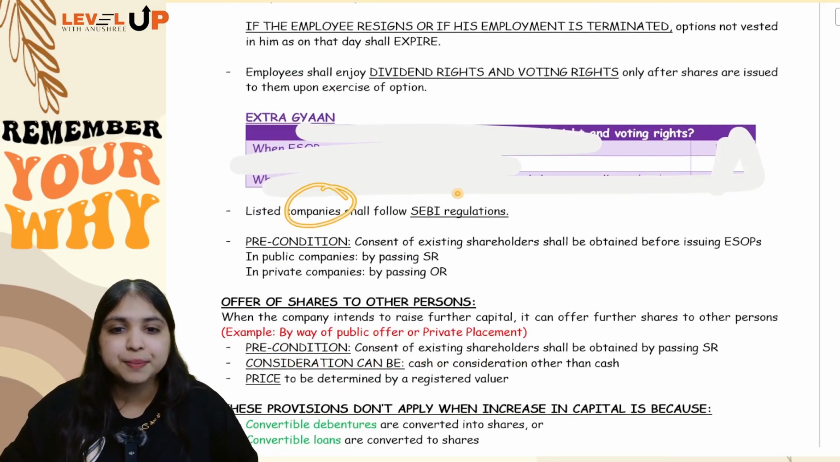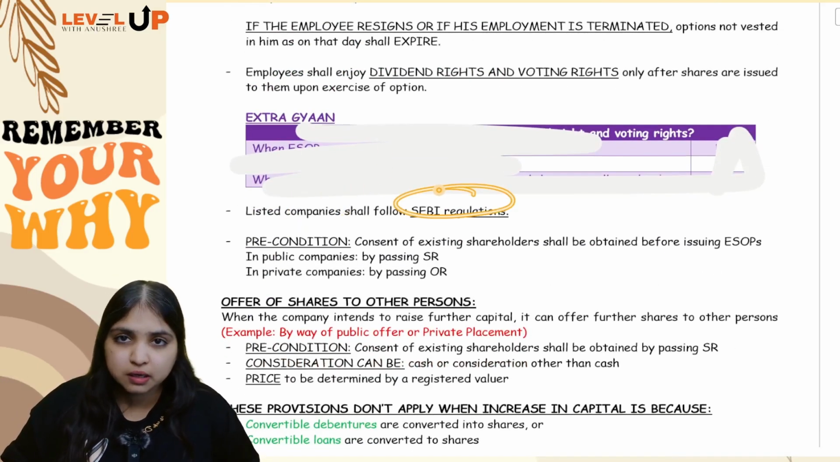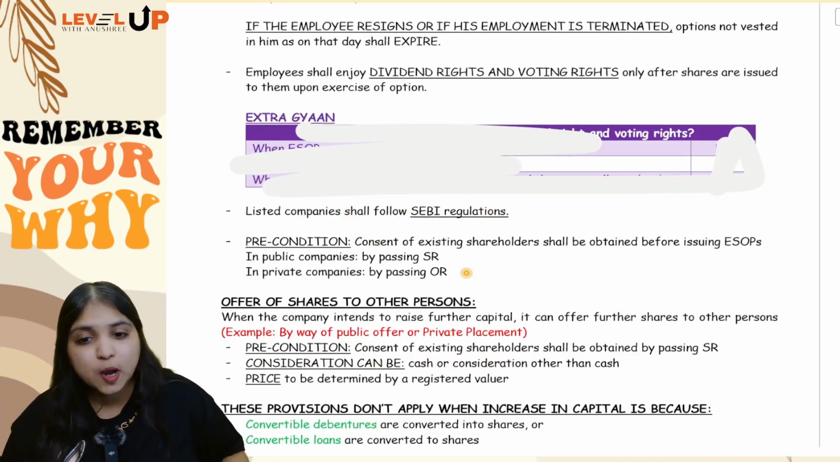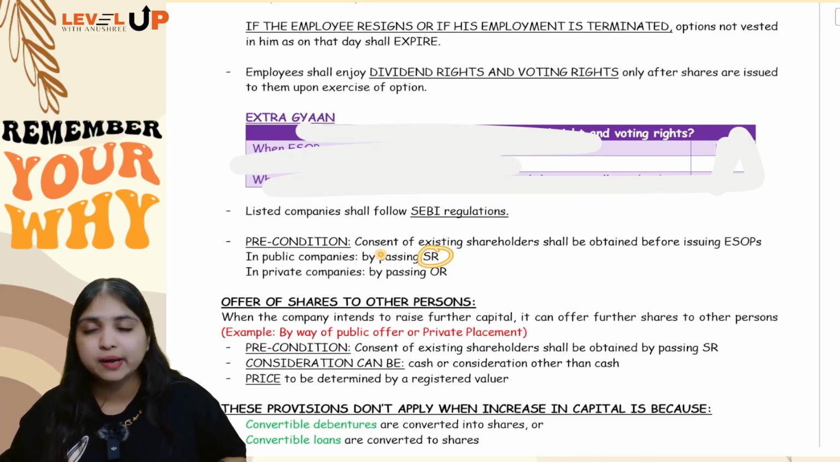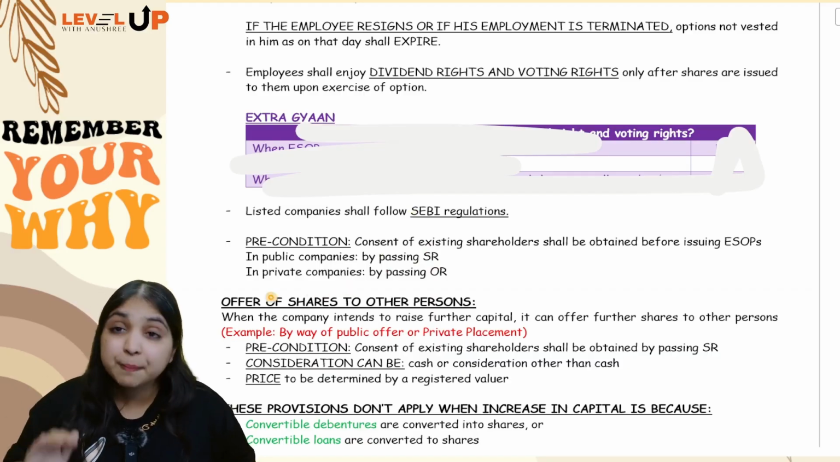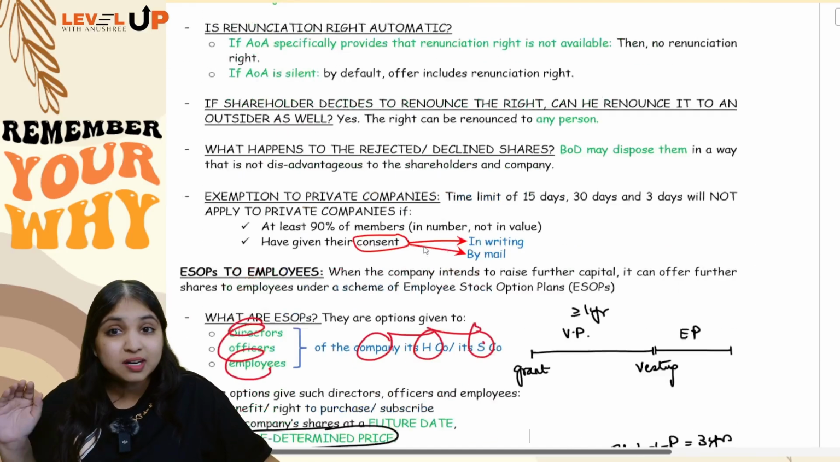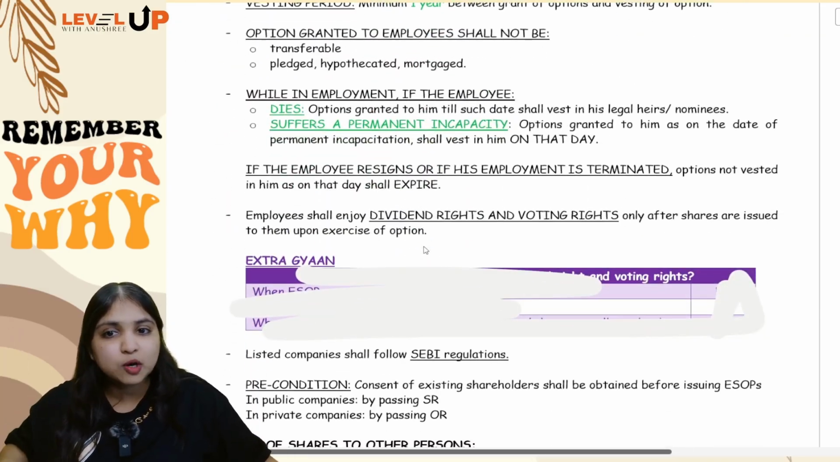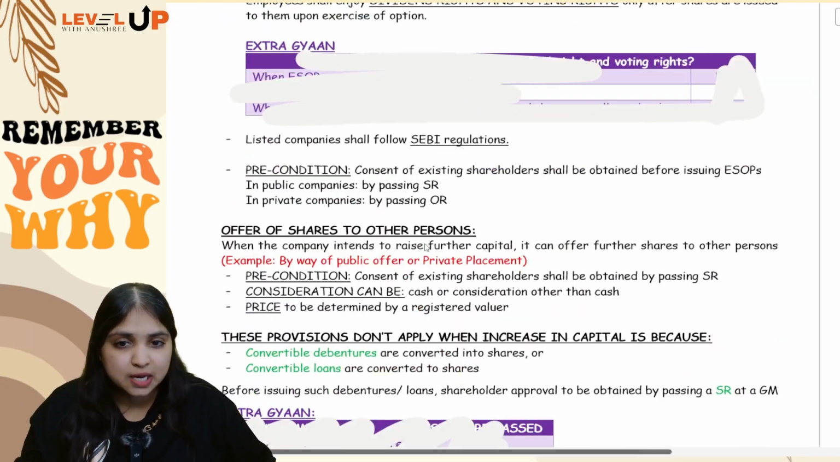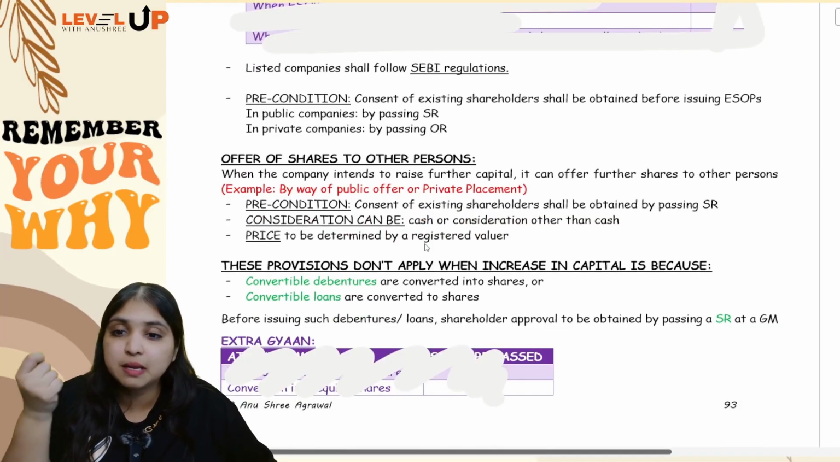And if it's a listed company, SEBI regulation also has to be followed, and to issue ESOPs, I just told you special resolution is required. But if it's a private company, an ordinary resolution will be enough. So this was our discussion on ESOPs, right guys? So all the terminology is also clear and the time limits are also clear. Remember, vesting period is minimum 1 year.